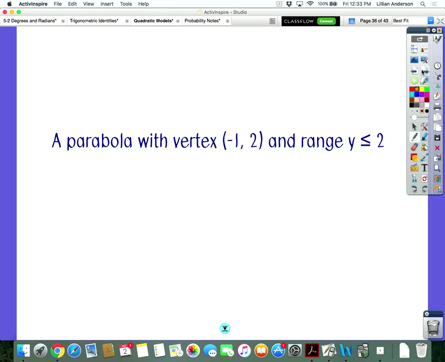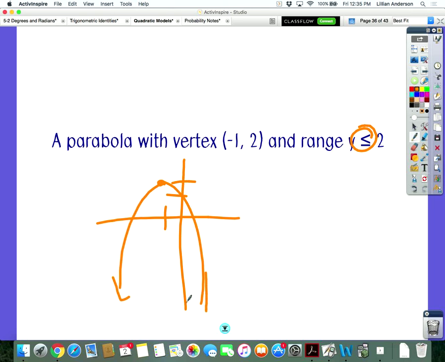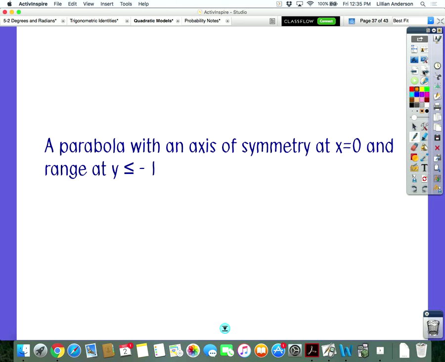Next one up. Yes, very similar to the one I gave you as an example. (-1, 2). The range this time, though, is less than, which means that I don't want the values that are bigger than 2. I want all the values that are smaller than 2. So, yes, it should have gone down. Clear your boards. Here's the next one.